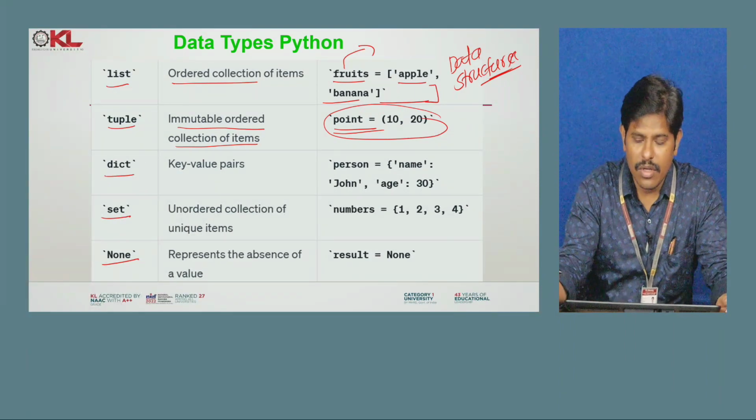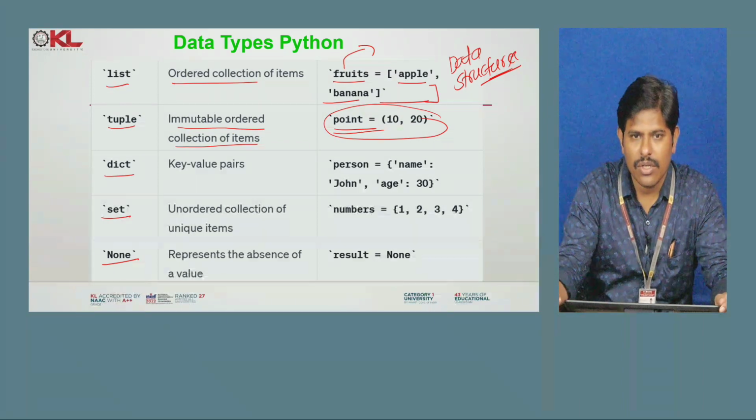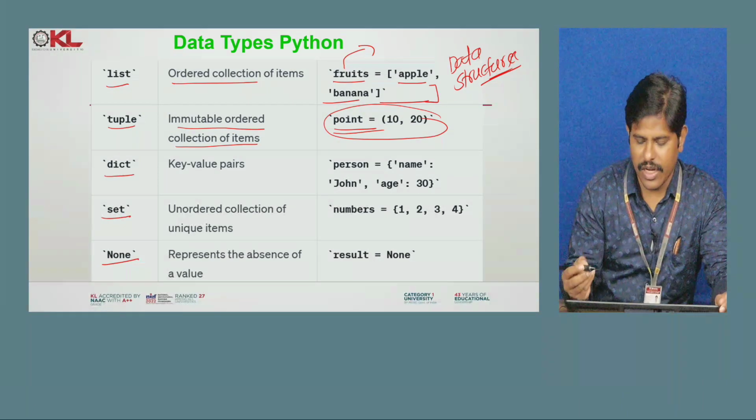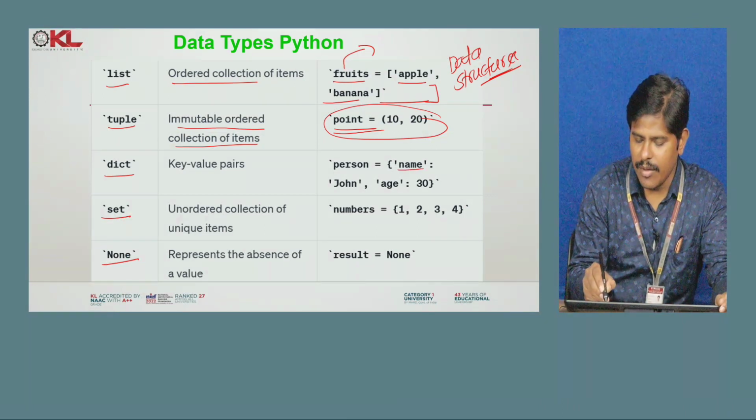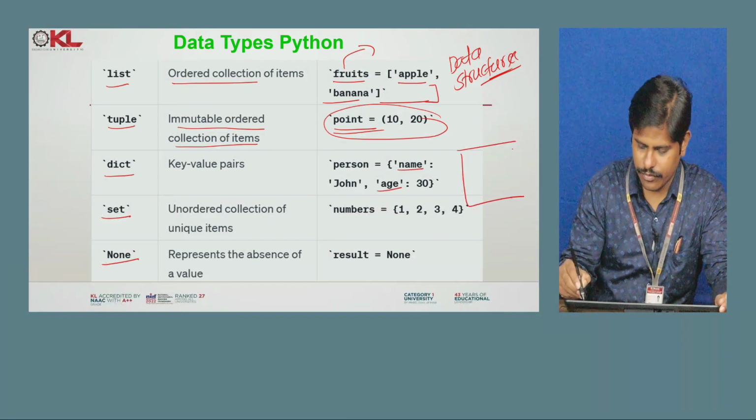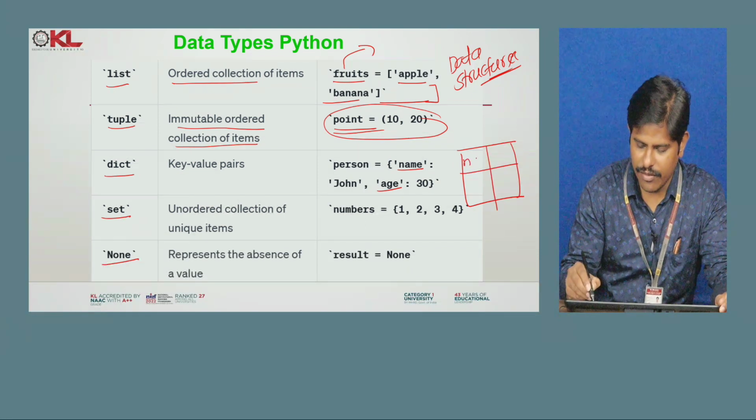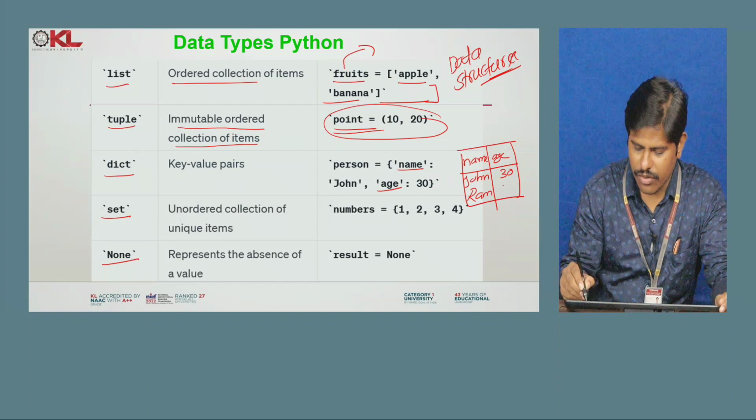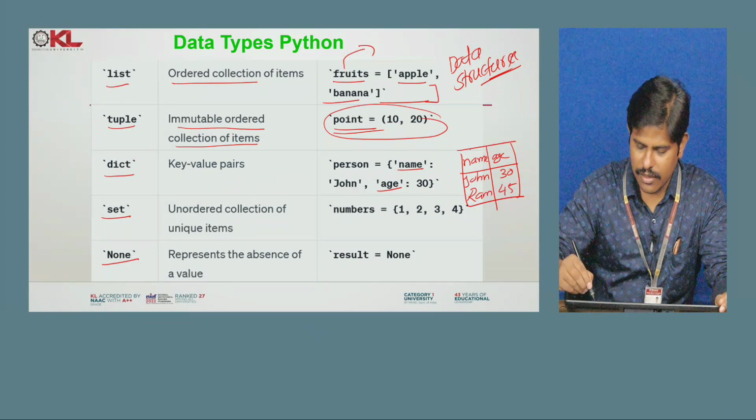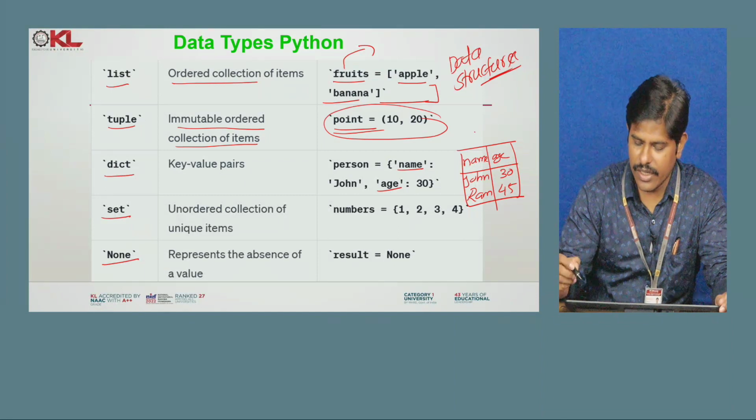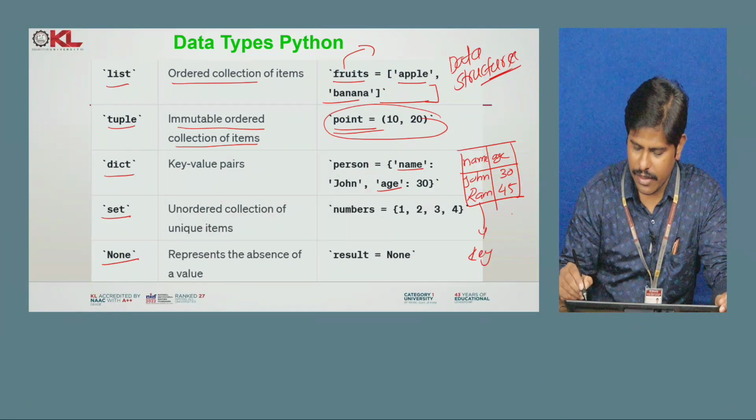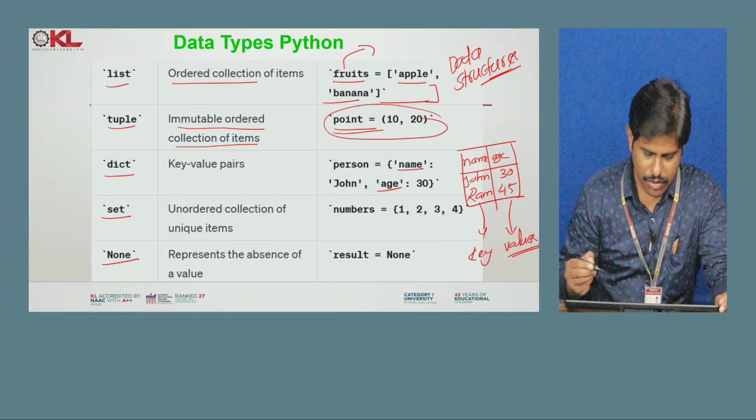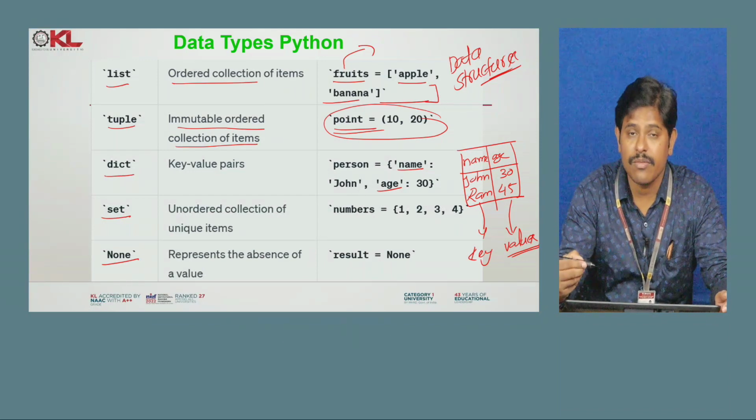And the third data type, which is most important in the context of bioinformatics, is key value pairs. For example, I have a table with name and age: John 30, Ram 45. This table is called the dictionary data type. The first column will become the key, the second column will become the values. We'll discuss these data types in fine detail.